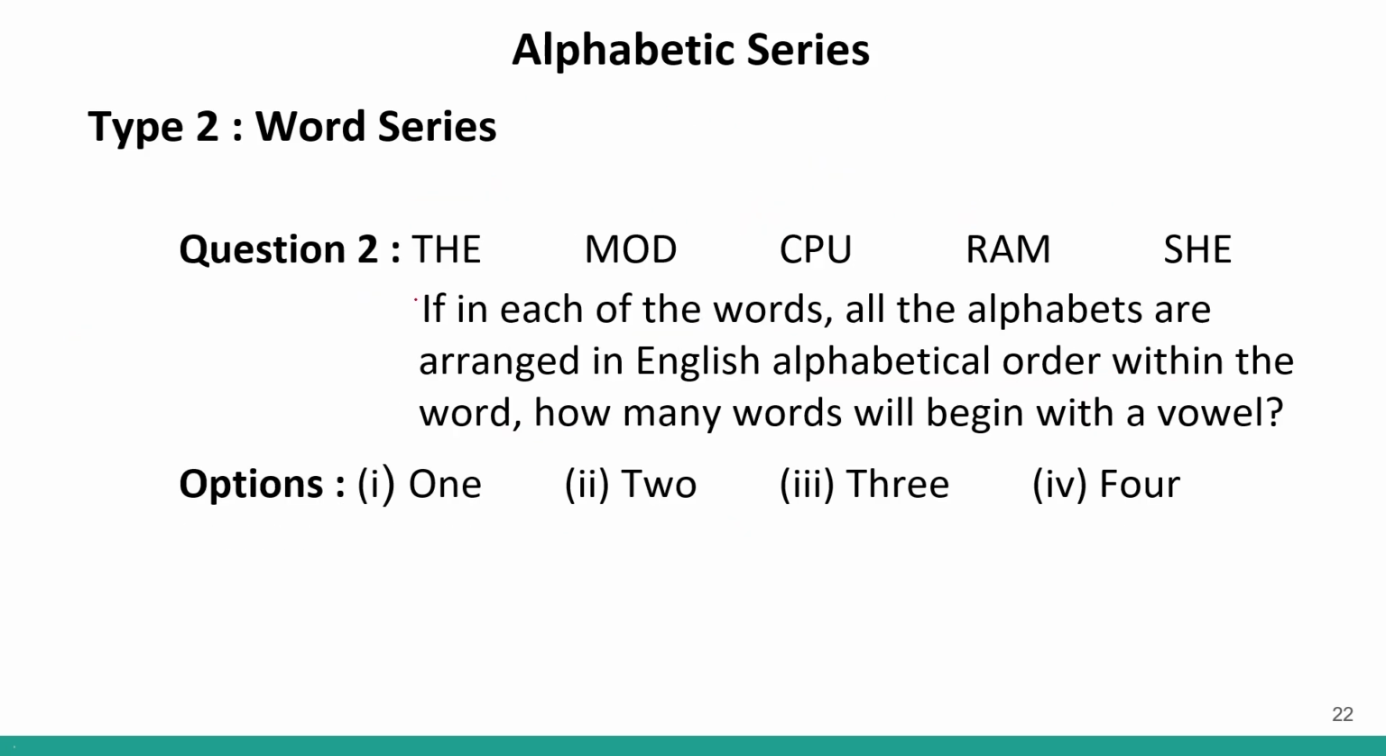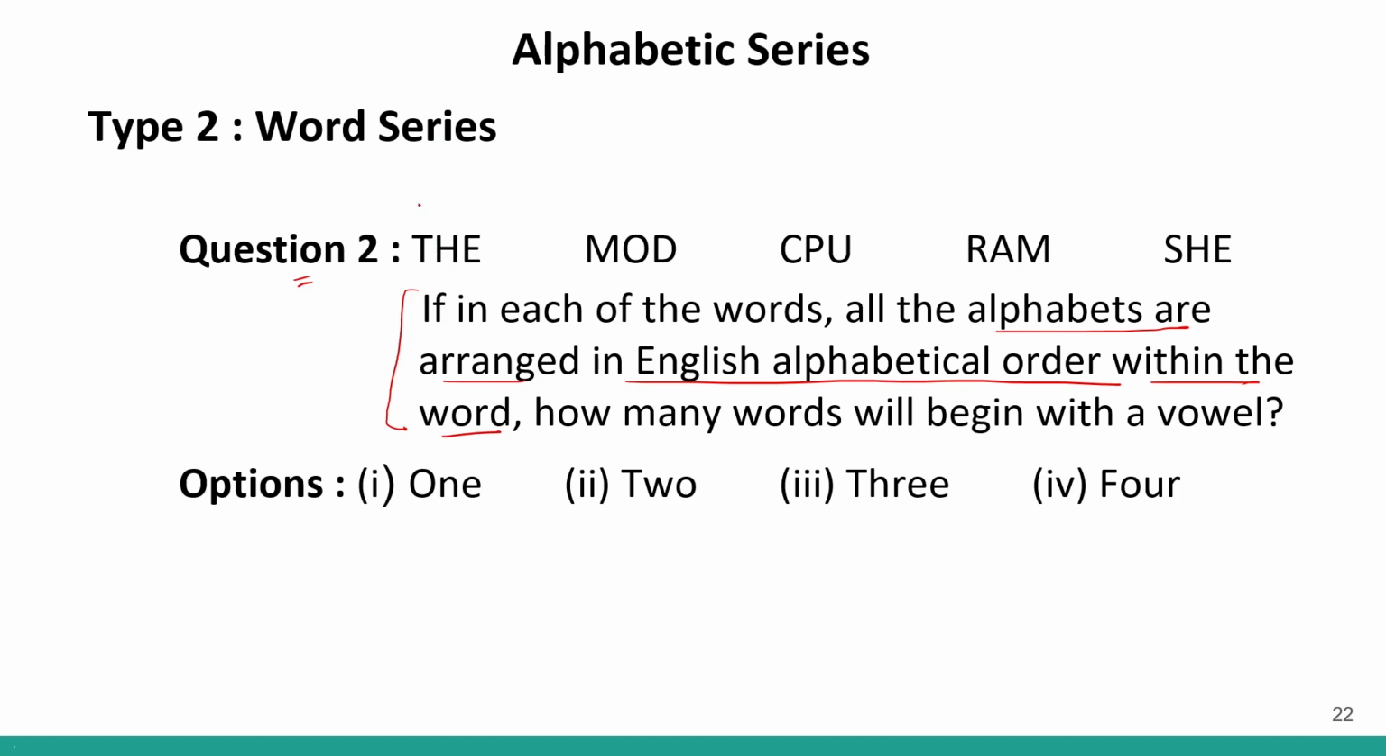Okay. Now let us look at question number 2. Again, 5 words are given to us. We have to rearrange them according to these instructions and find the answer. It says that in each of the words all the alphabets are arranged in English alphabetical order, that means increasing order within the word.